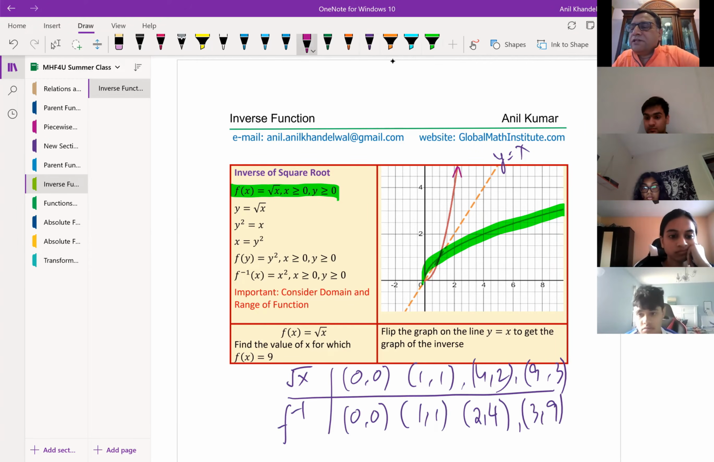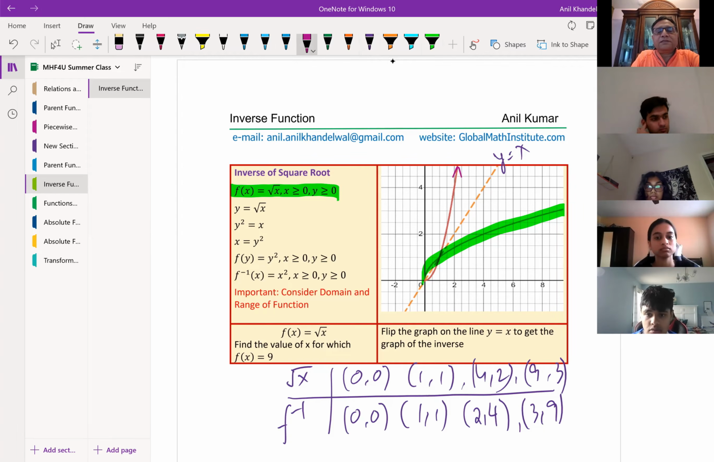Algebraic method is slightly tricky. Now let us see the algebraic method. So y equals square root of x. I can square both sides, right? I get y squared equals x. I can isolate x equals y squared, which becomes my inverse of this function, right? Or I could swap and do it.